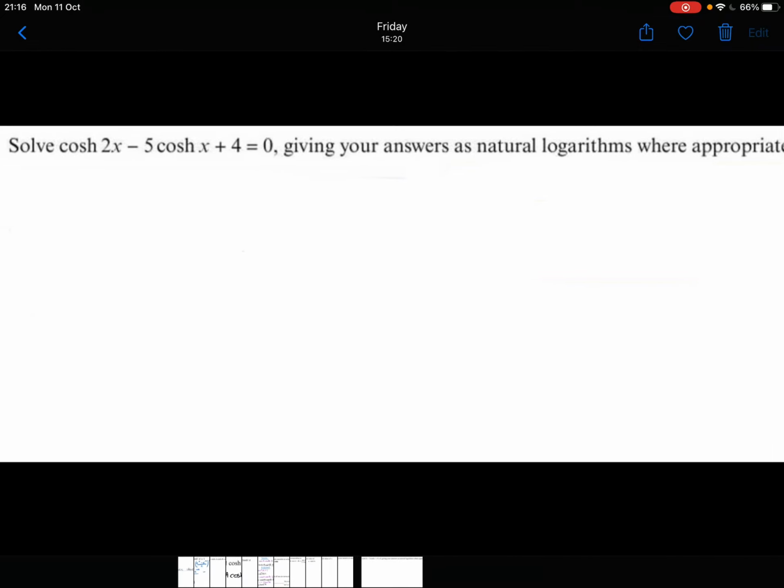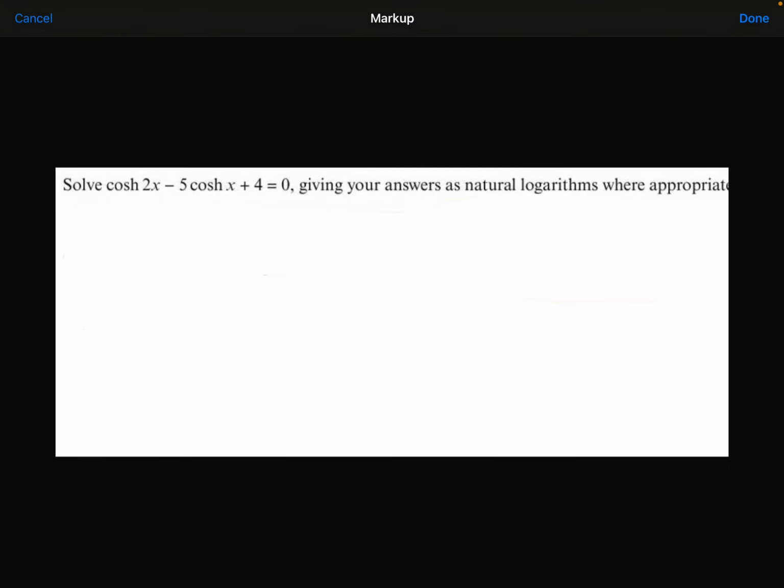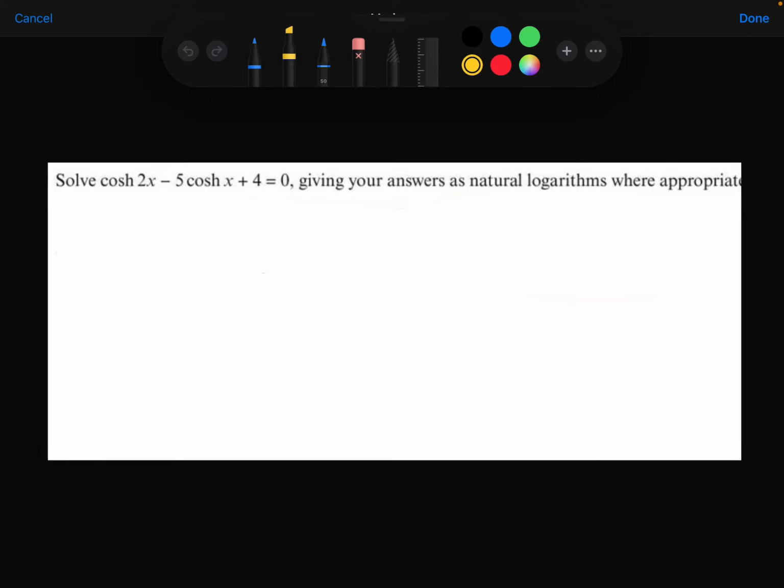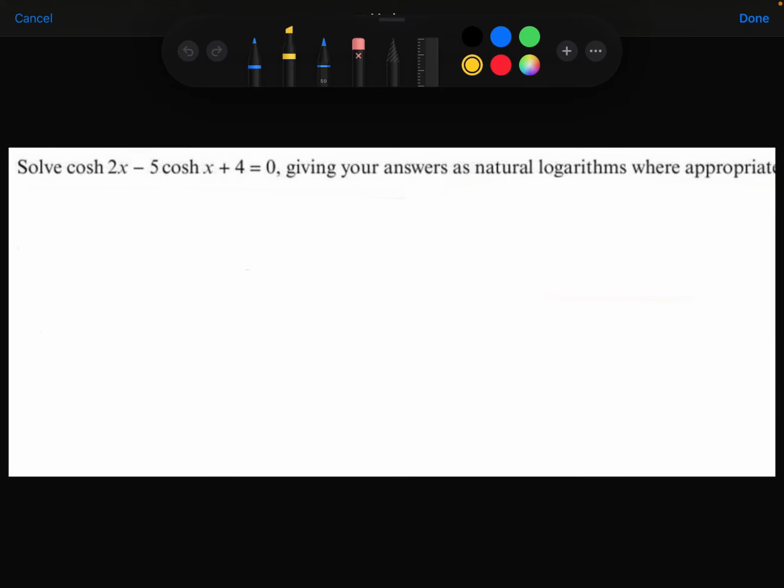Okay, last example. It's a long video, I know. Right, we want to solve cosh 2x minus 5 cosh x plus 4 is equal to 0, giving our answers as natural logarithms. So notice that this is a double angle, that's a single angle. So we need an identity that involves cosh 2x.